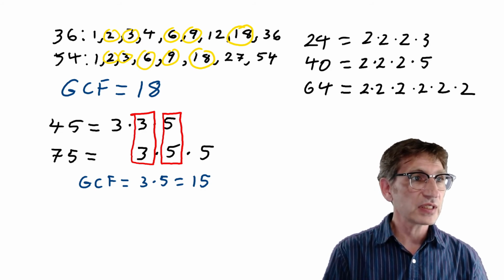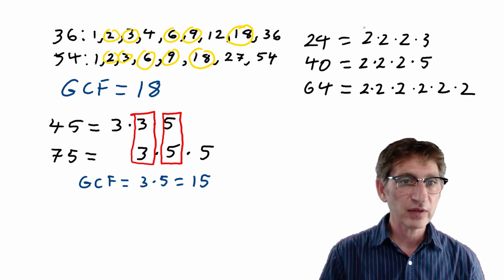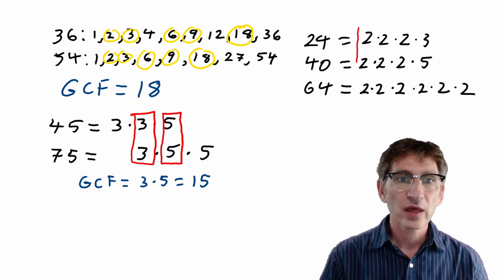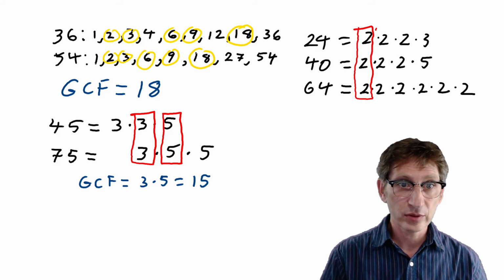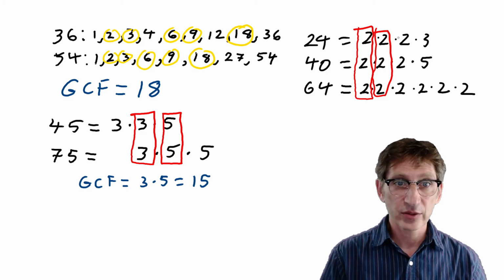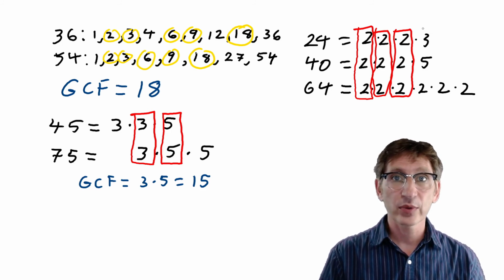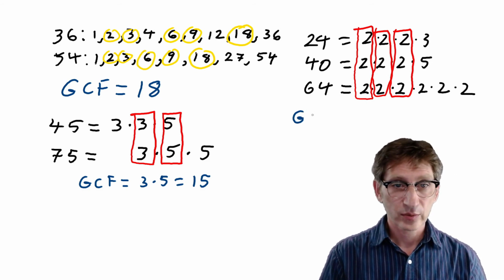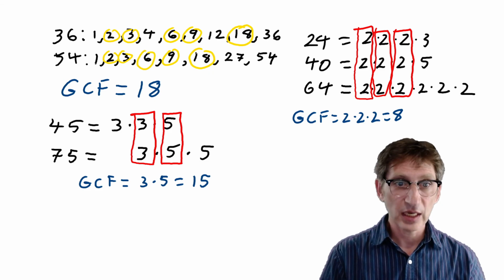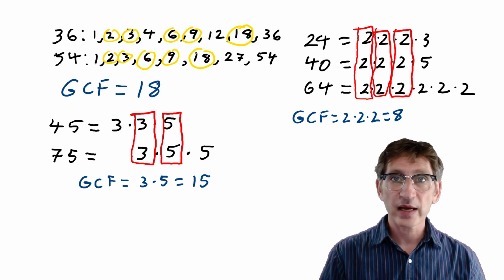We're going to do the same technique we did over here with 45 and 75. We're looking for the prime factors that we see in all three of these numbers. So they all have a 2. They all have another 2. They all have a third 2. And now we have run out of numbers that we see in all three of them. So we're going to multiply those 3 prime factors, 2 times 2 times 2, and that gives us 8. So the greatest common factor of 24, 40, and 64 is 8.